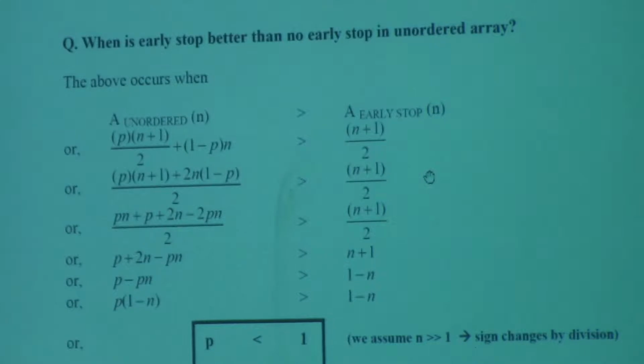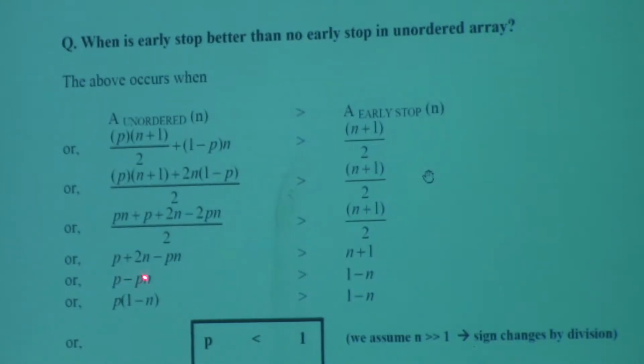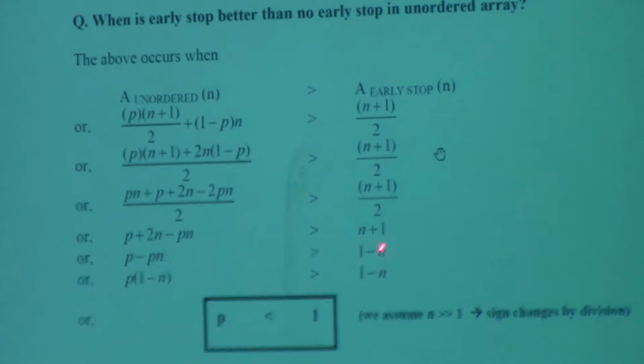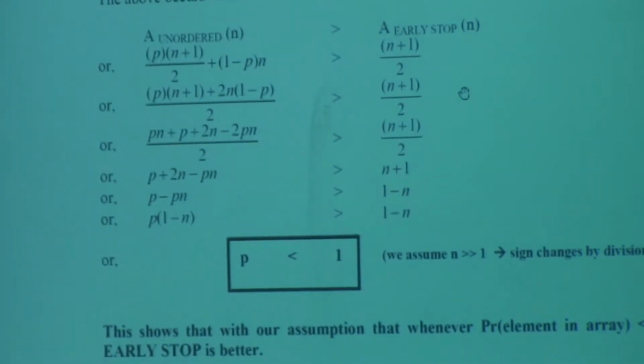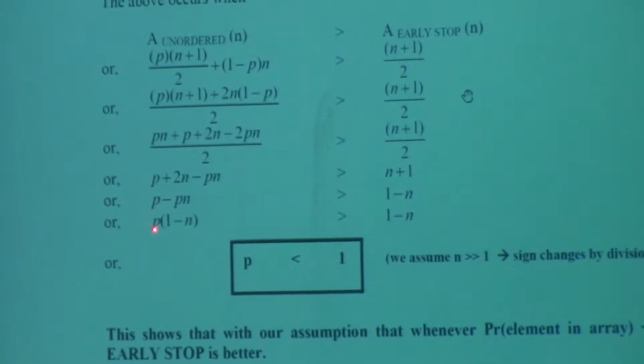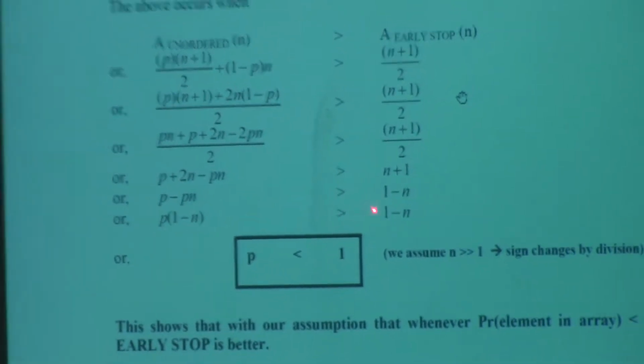Okay, now I'm going to do some more algebra, so I'm going to get P minus Pn. I'm going to subtract 2n from both sides. So n minus 2n is minus n, so I get 1 minus n on this side. Now I can factor this, take a p out of this, it's going to be p times 1 minus n is greater than 1 minus n.